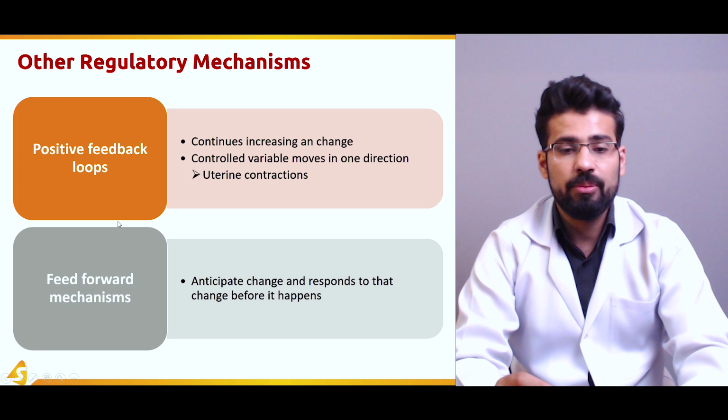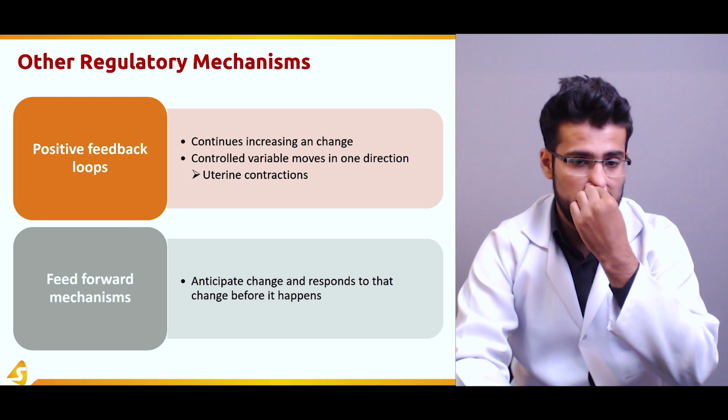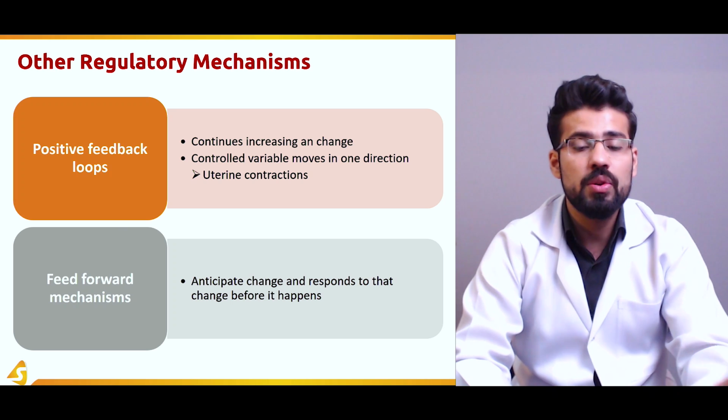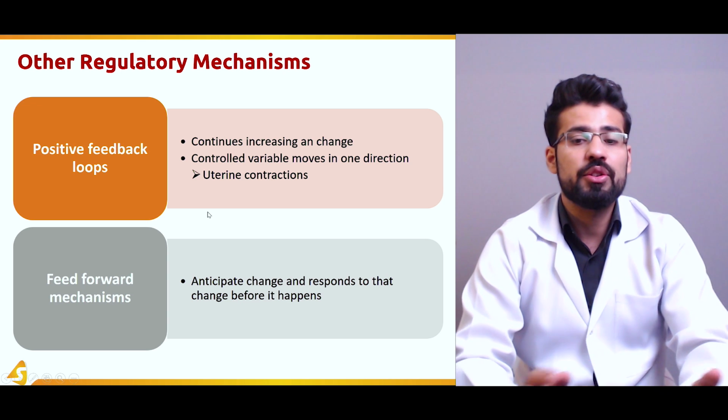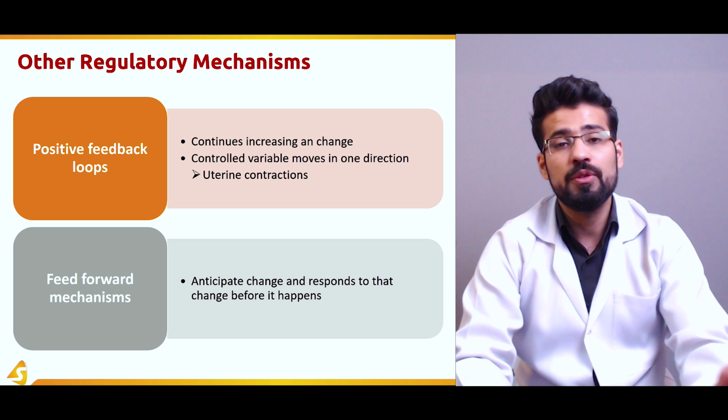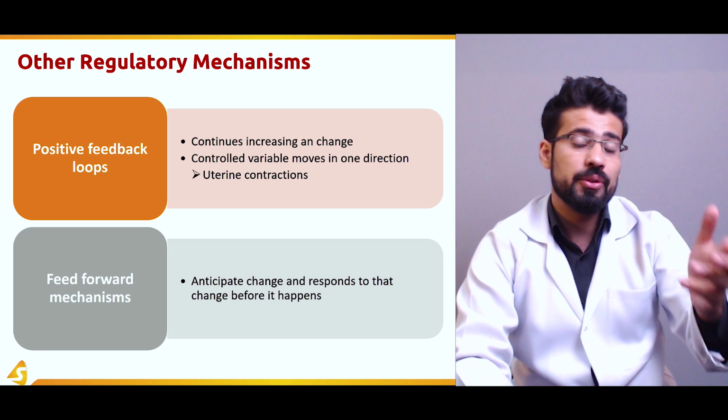The other regulatory mechanisms include the positive feedback loops, which basically cause a continuous increase in the change. That, of course, includes the control variable, and it moves in one direction. This also includes the uterine contractions.